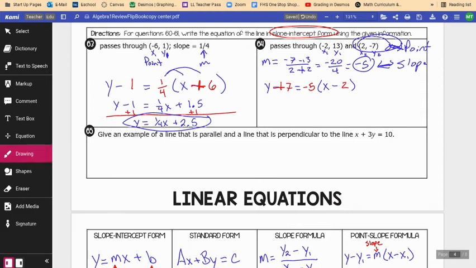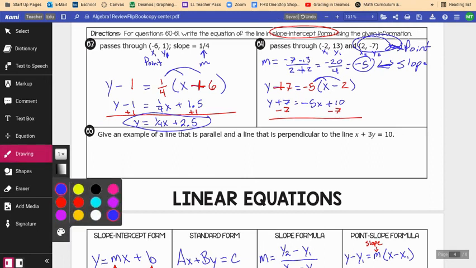And so now I need to solve by distributing. y plus 7 is equal to -5x plus 10, because -5 times -2 is plus 10. Then I need to solve for y, so I subtract 7 from both sides. And then what I'm left with, so I'm going to write it up here, y is equal to -5x plus 3.